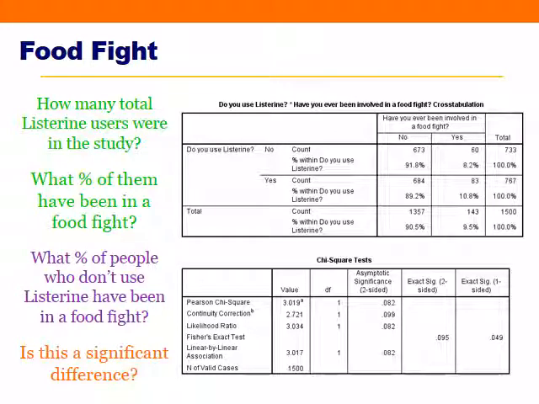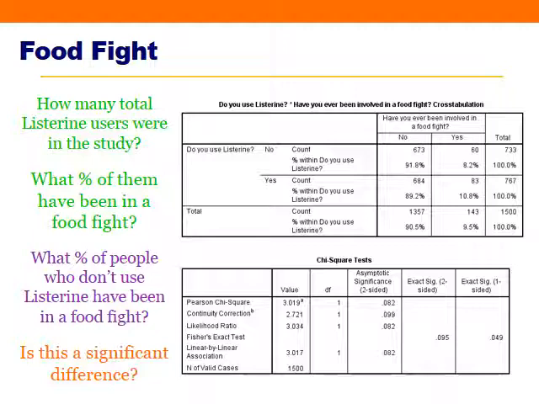Of those 767 Listerine users, 83 said that they had been in a food fight. 83 divided by 767 gives us 10.8%, which is the answer to our second question. In our sample, 10.8% of Listerine users have been in a food fight. In our other group, that percentage was only 8.2%, or 60 people out of 733. Looking at those two numbers does not tell us if they are significantly different.